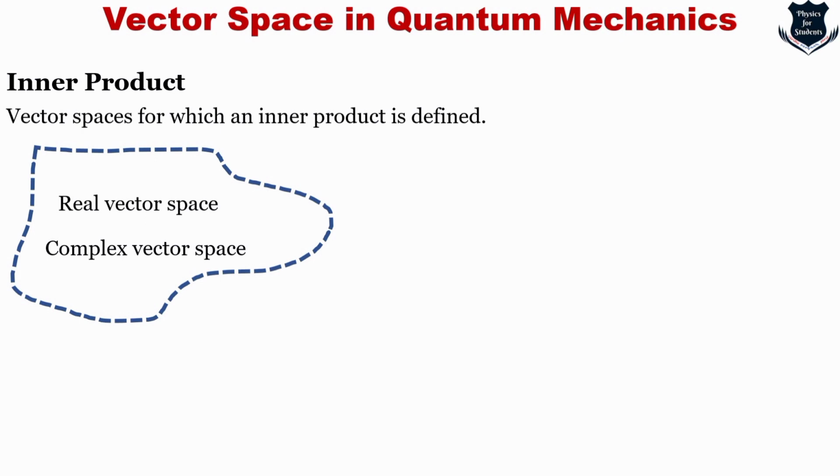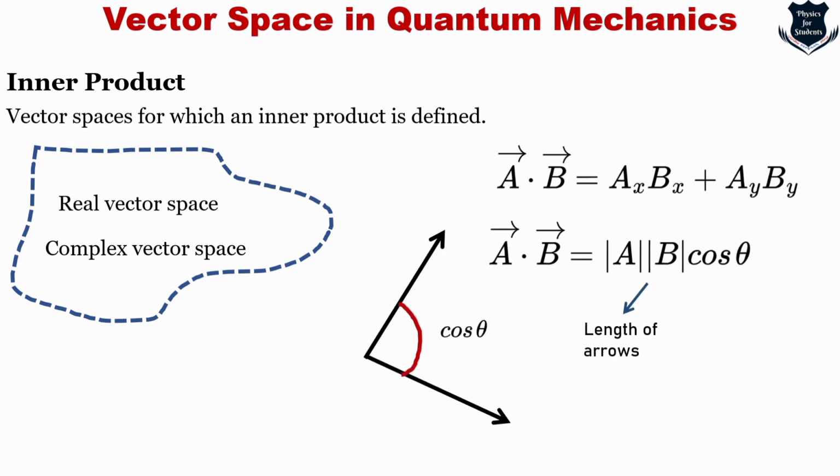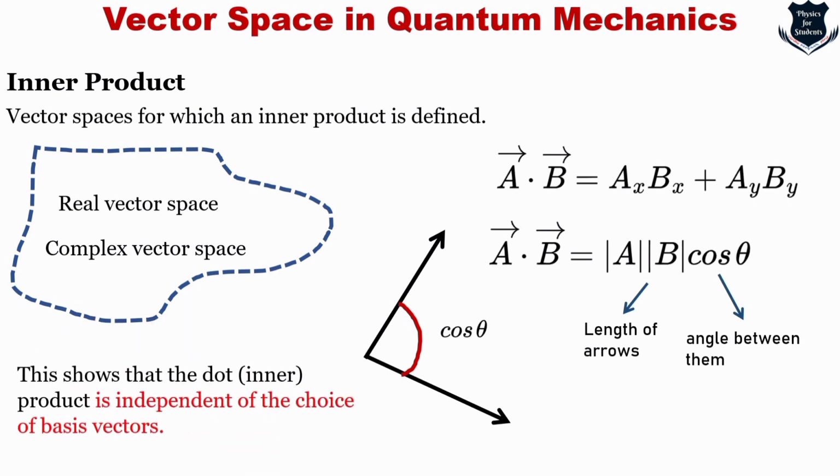So here is a space, right? A real vector space and a complex vector space. In this case, the inner product is the familiar dot product of two vectors. I've just taken the components ax and bx, and it can be easily shown that it leads to ab cos theta, which is something very simple like this. Here a and b denote the lengths of the arrows, and theta is the angle between them.